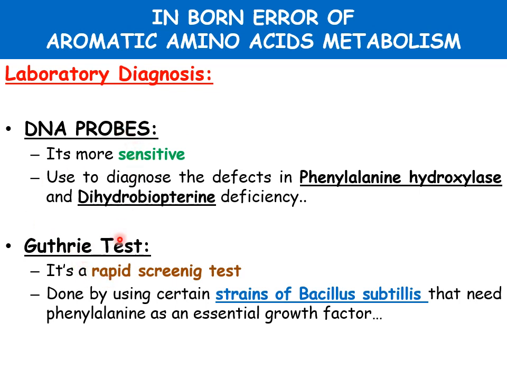Then there is the Guthrie test. This test is a rapid screening test in which we use a specific bacteria, a Bacillus subtilis strain, to grow in agar that contains the patient's blood. This bacteria utilizes phenylalanine as an essential growth factor. So if there is higher phenylalanine in the growth media, there is more growth of this bacteria. And so this method is used as a screening test.